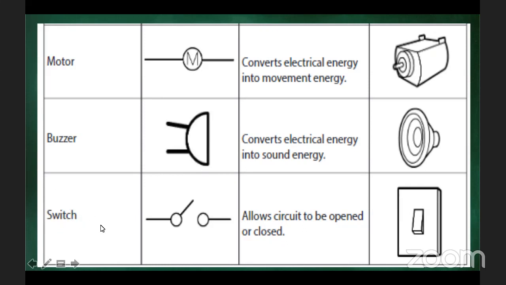You've learned so much about a switch. This is the symbol of a switch. The purpose of a switch is to allow energy to transfer, just like switching on and off, as you can see from the example.